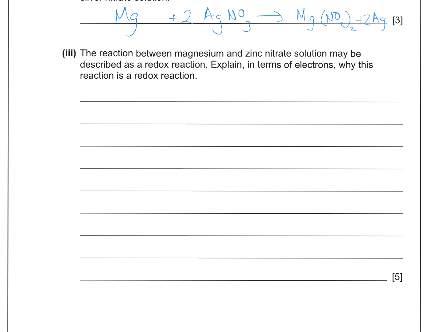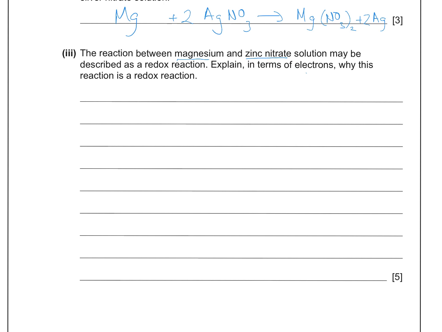Part 3, we have to explain the reaction between magnesium and zinc nitrate in terms of electrons, and explain why this is a redox reaction. Now you need to be careful here, because it might be easy to think that the reaction is about magnesium and silver nitrate, which was the previous question, but it's not. It's magnesium and zinc nitrate.